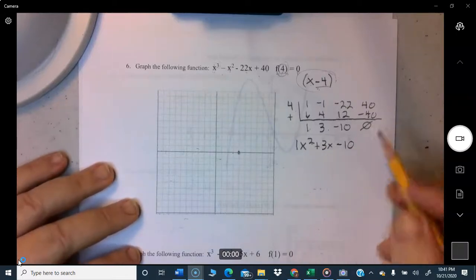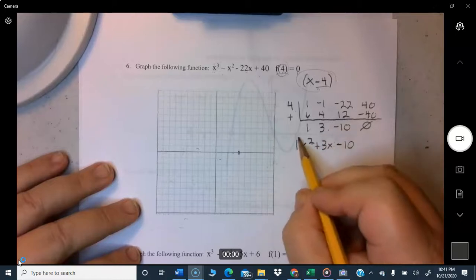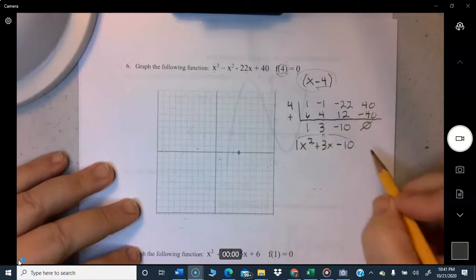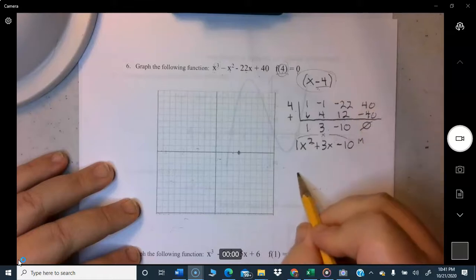Can we factor that further? Well, probably. So let's go ahead and try to do it. The grand product is 1 times 10. That's 10. So we've got to multiply to 10. I think I'm going to do this down here. We are going to multiply to 10.